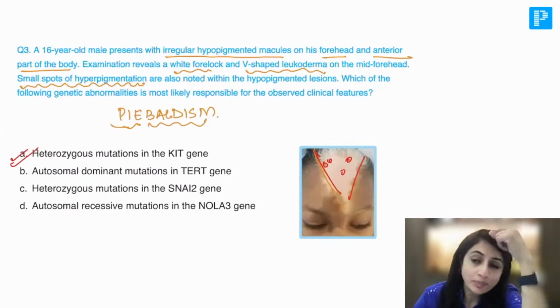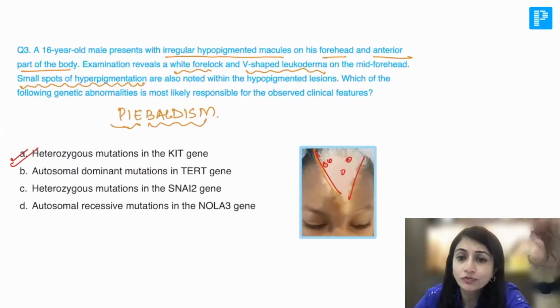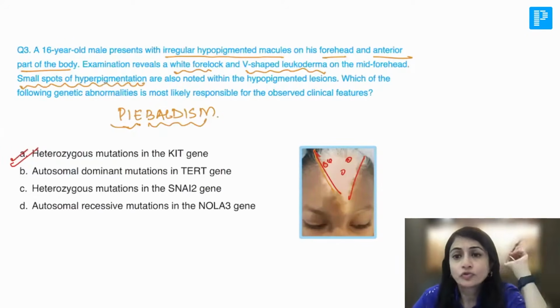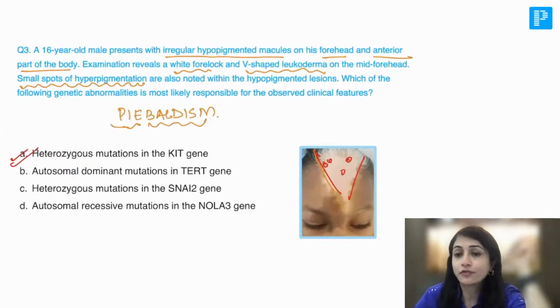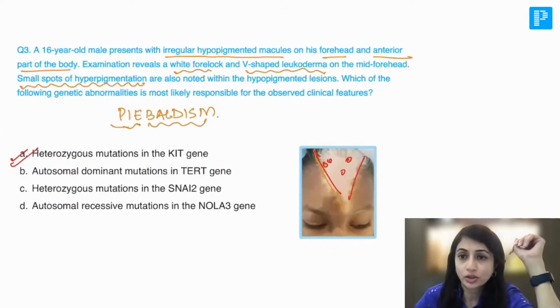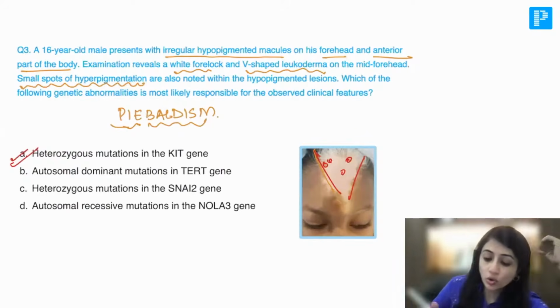It's a V-shaped lesion or a pie-shaped lesion with depigmented lesions with some islets of hyperpigmentation with white forelock of hair. You have to just think of piebaldism unless I give you other systemic features or other associations with it. So we'll come back to those associations. So this is piebaldism, and this happens because of mutations in the KIT gene, which is on chromosome 14.